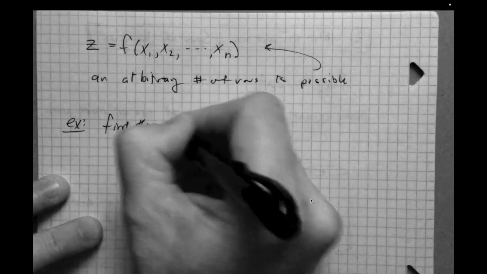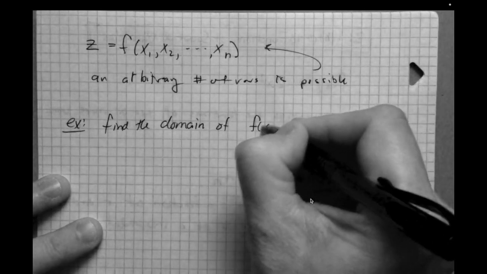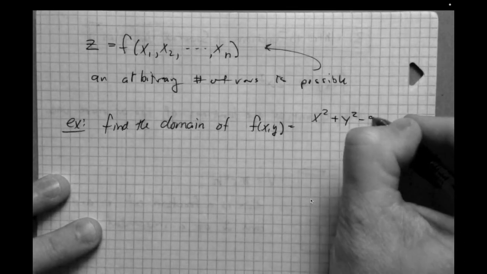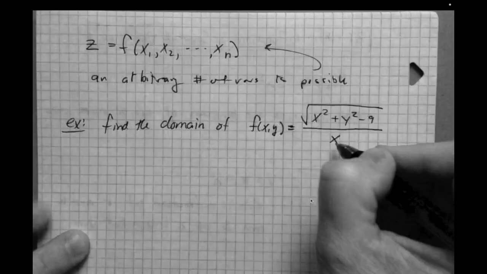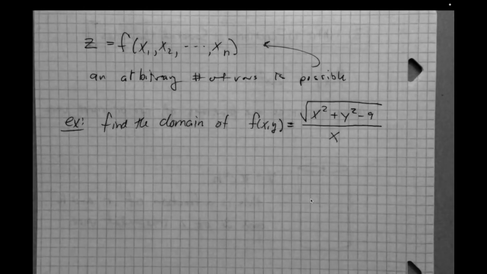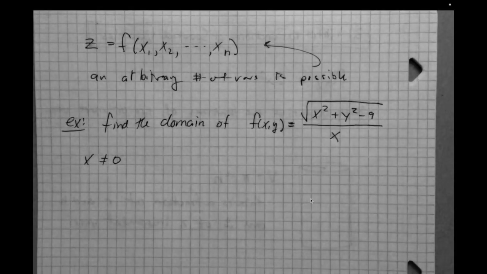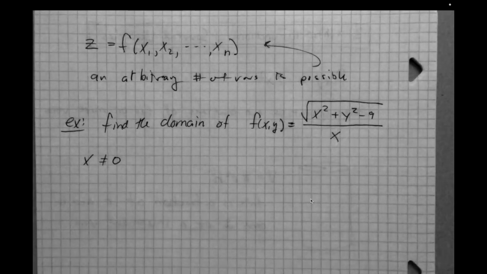Let's find the domain of this function. So this would be the square root of x squared plus y squared minus 9, all divided by x. Okay, so what's the domain of this function? Well, we know straight away that x can't be equal to 0. So 0 is not in the domain of this function. That's the can't divide by 0 concern that we're all familiar with, right? So we know that x can't be 0. What else is of concern here?